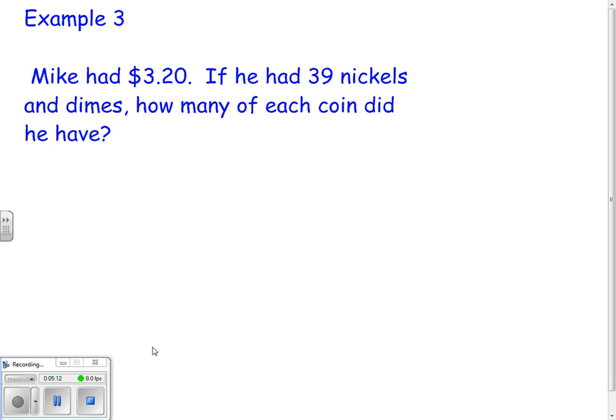All right, Mike had $3.20. If he had 39 nickels and dimes, how many of each coin did he have? So we're looking for the number of nickels and dimes he had. So let's let n equal number of nickels, which means d will equal the number of dimes.